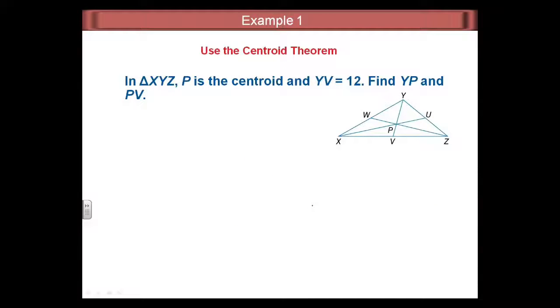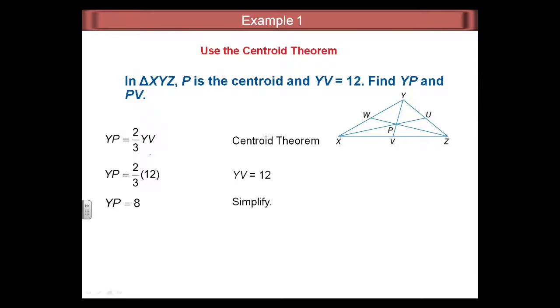If I want to use the centroid theorem, I know that in triangle XYP, P is the centroid, and YV is equal to 12, and we want to find YP and PV. So the first thing we're going to do is remember that YP, which is from the vertex to the centroid, is equal to 2/3 of the entire thing. This is the relationship that I use, and then I'm going to substitute 2/3 of 12. If I take 12 and divide it by 3, I get 4, and 4 times 2 means that YP is equal to 8. So this top part right here is equal to 8.